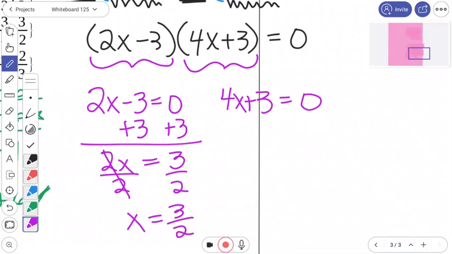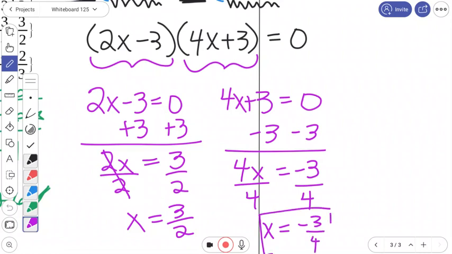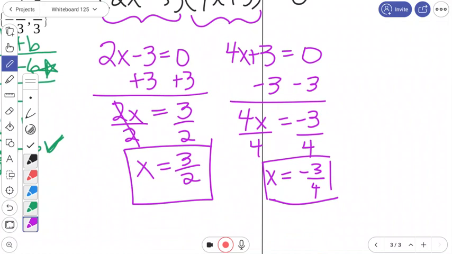There's no need to change it to a decimal unless you just want to, or if your answer choice is in decimal form. The second equation, subtract 3 from both sides, and we end up with 4x equals negative 3. Divide both sides of our equation by 4, and we get x equals negative 3/4. So those are our two solutions. And that's how you factor a quadratic equation and solve.